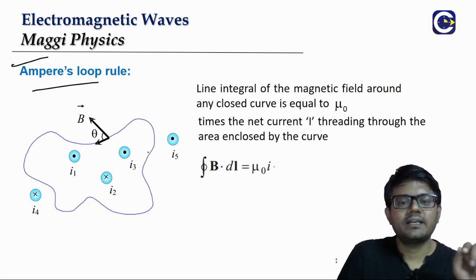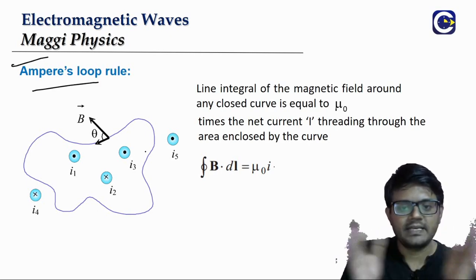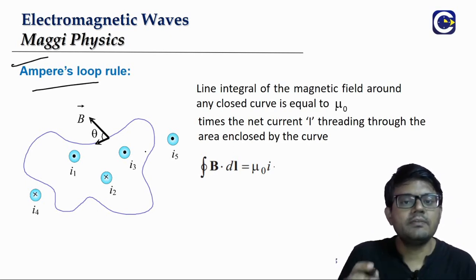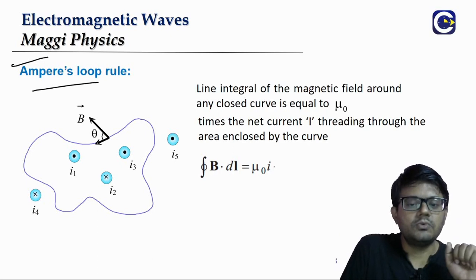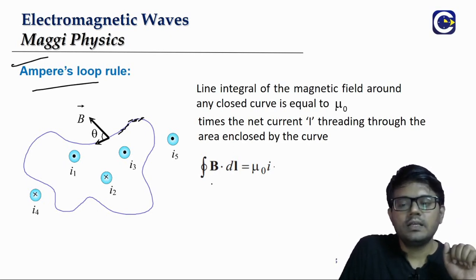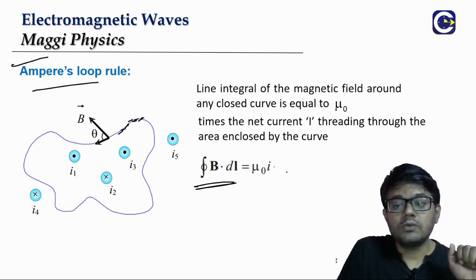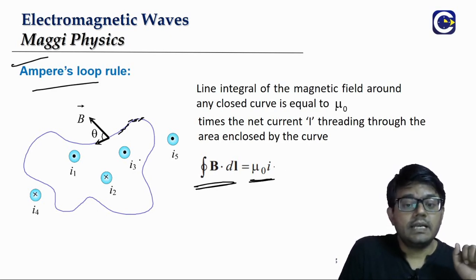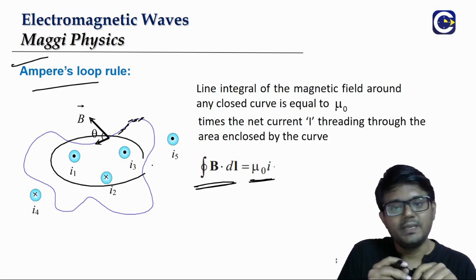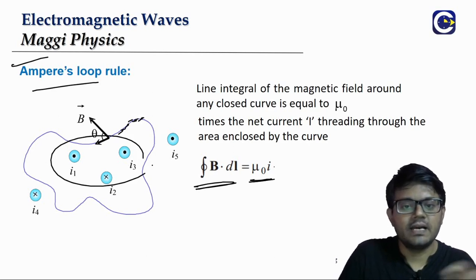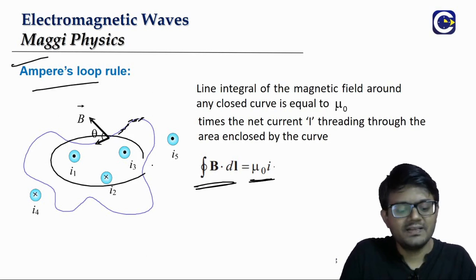If you look at a current carrying object or current carrying objects, whatever magnetic field is produced will be given by what? Ampere's loop rule. So suppose we take an arbitrary loop. The line integral of the magnetic field on that loop will be equal to what? Mu naught times the net current that is passing through the loop area. So if there is a current carrying object or current carrying wire, magnetic field can be produced.